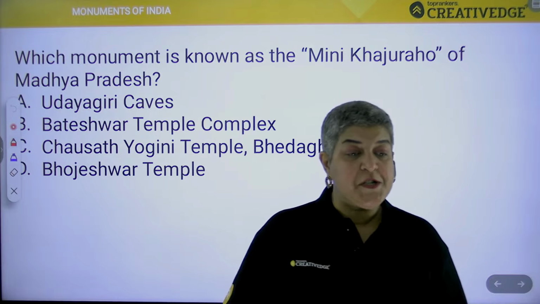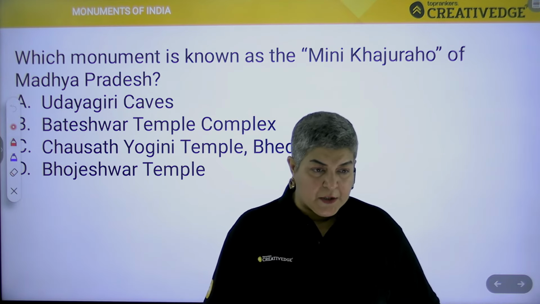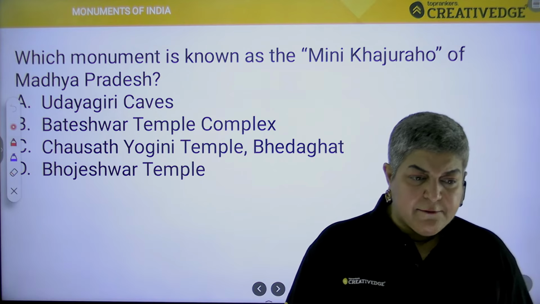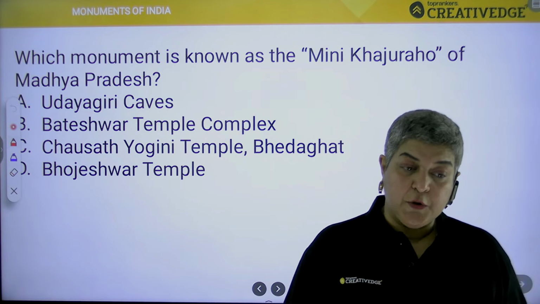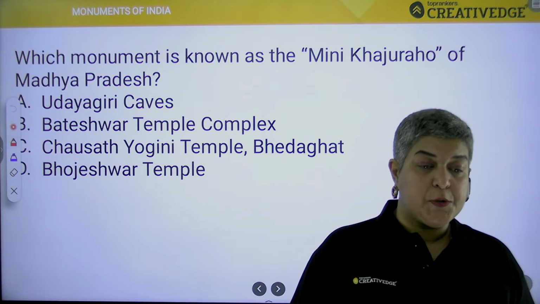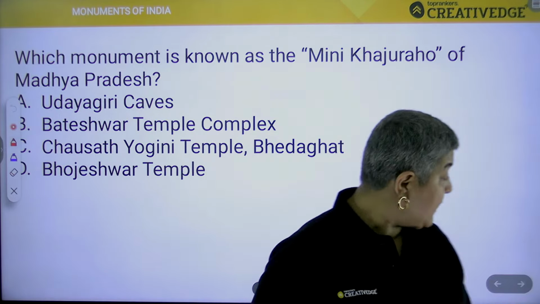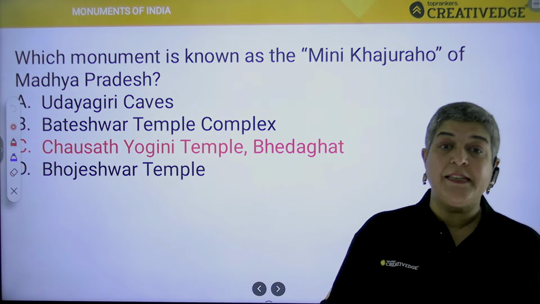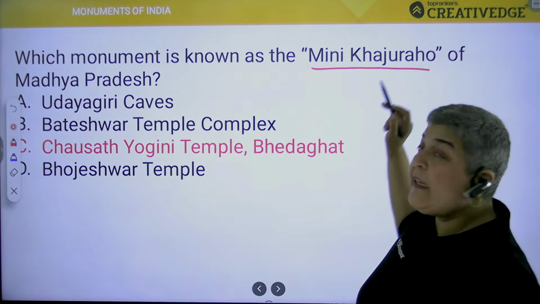The next question that you can see is, which monument is known as the mini Khajuraho of Madhya Pradesh? Is it the Udaygiri caves, the Bateshwar temple complex, the Chausat Yogini temple at Beda Ghat, or the Bhojeshwar temple? So guys, the correct answer is that the Chausat Yogini temple at Beda Ghat is also known as the mini Khajuraho.